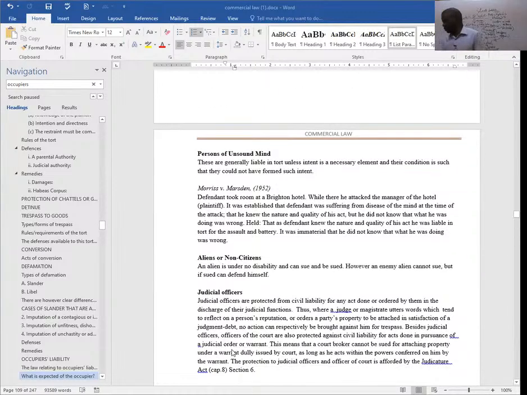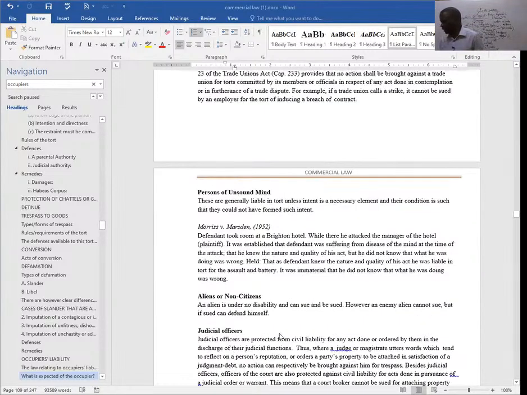So aliens, what about aliens and non-citizens? Aliens are basically foreigners in countries where they are not citizens. An alien is under no disability and can sue or be sued.